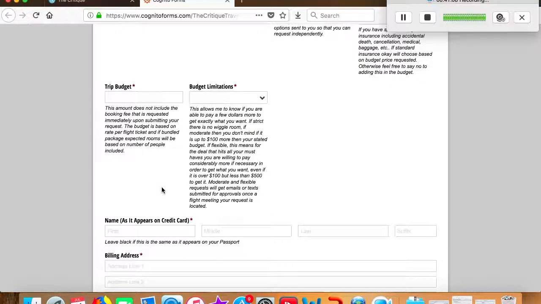Okay, so now here is the infamous trip budget that I've been speaking about so often through this whole process. The trip budget is important because it tells me how much per ticket you're willing to pay. Anything you request in addition to that, I'm adding into that per ticket rate. To give you an example, let's say you put a budget of $600 per ticket.